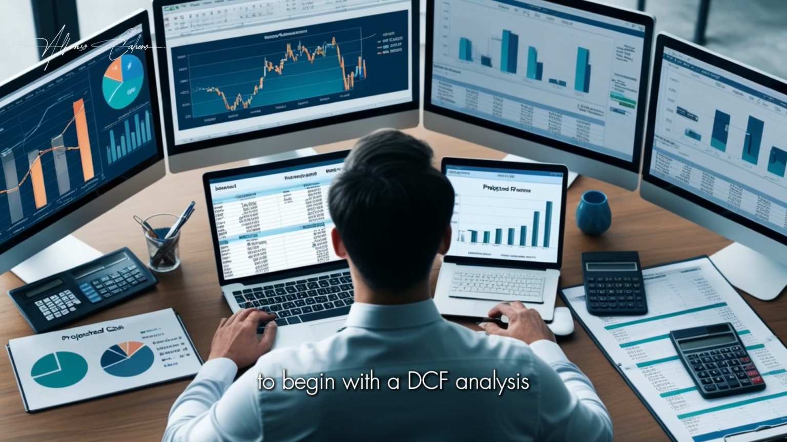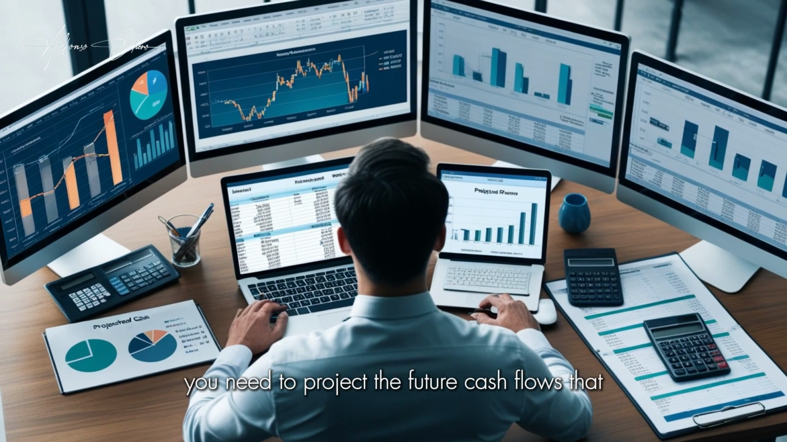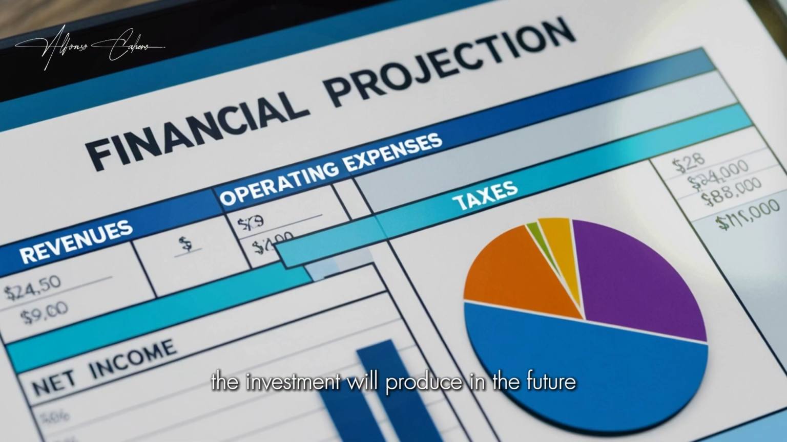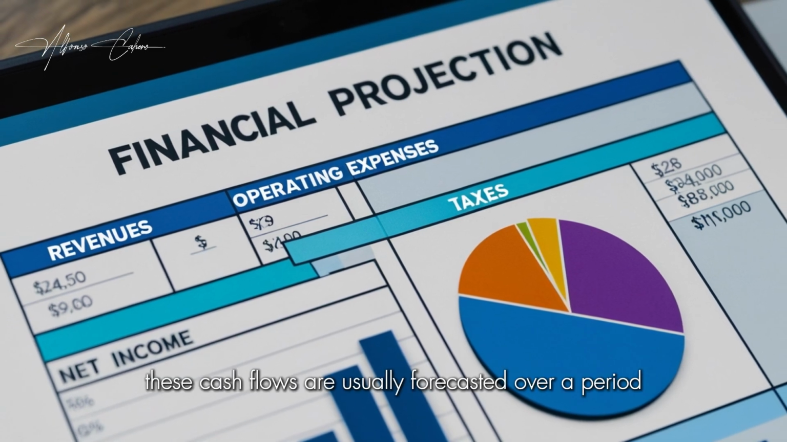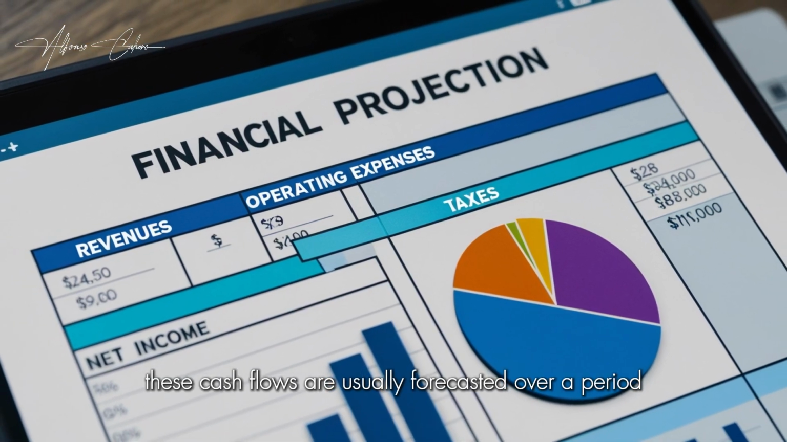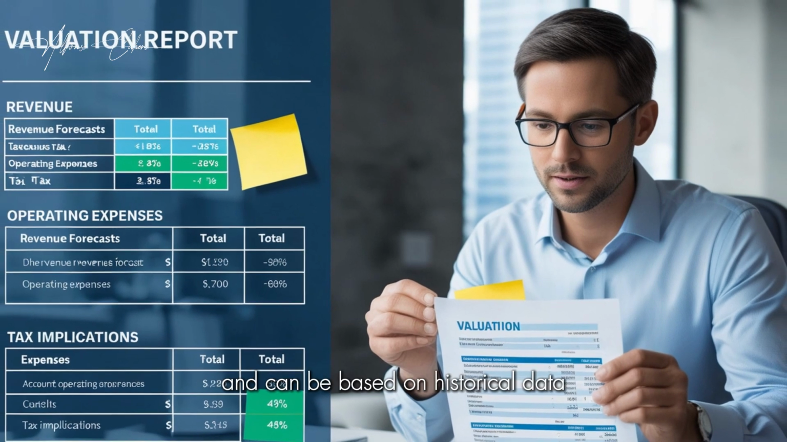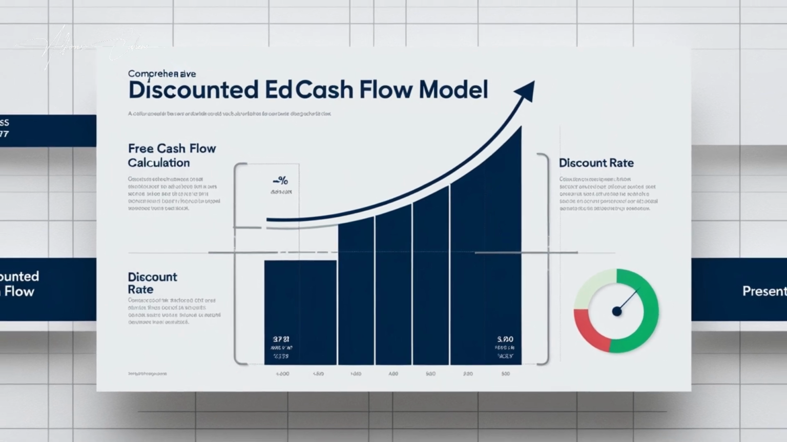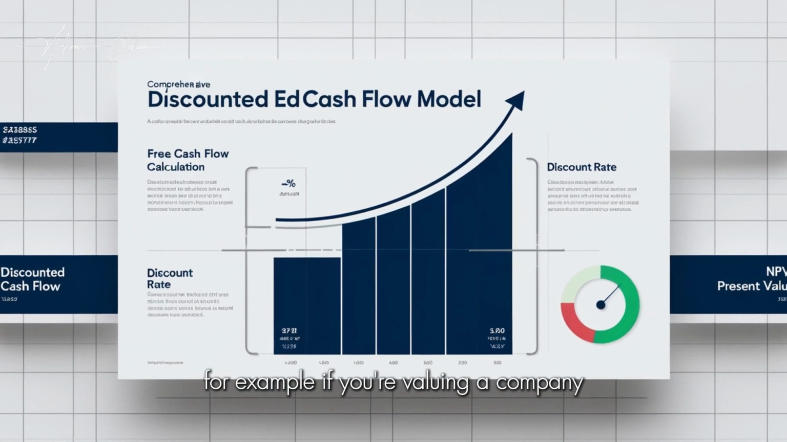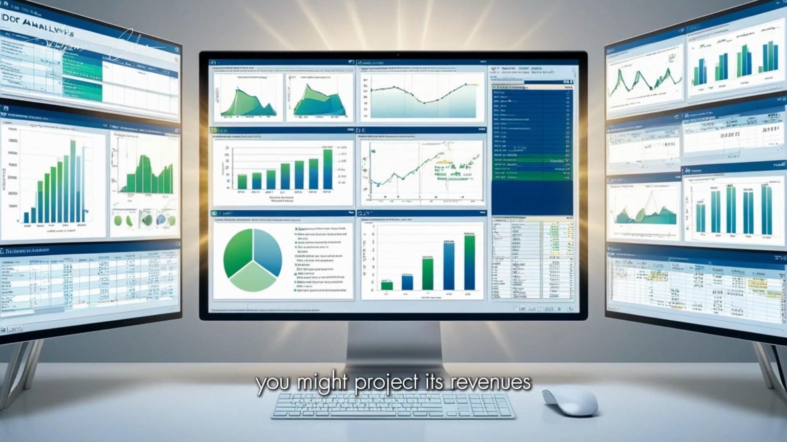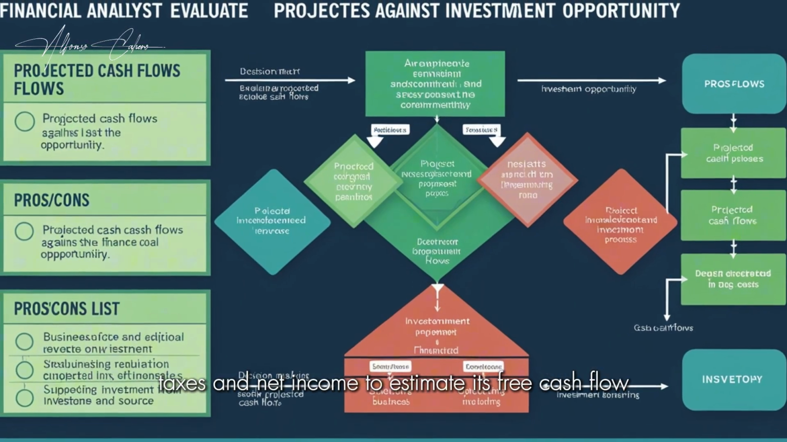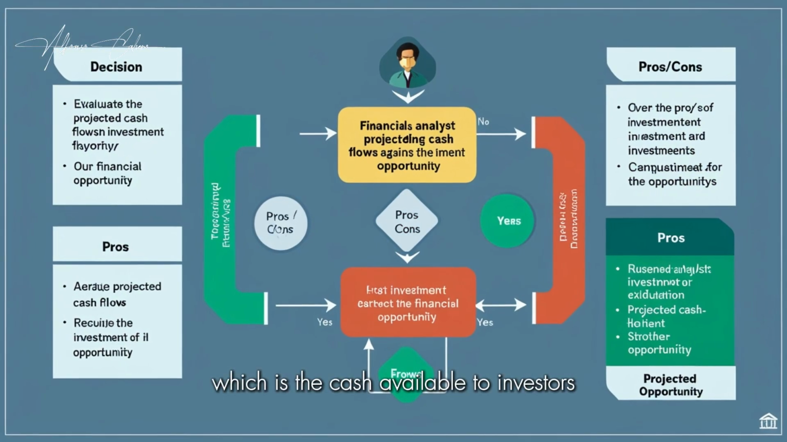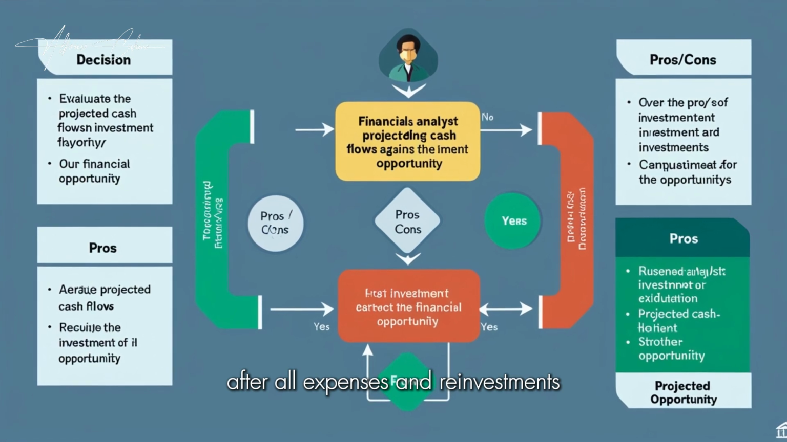To begin a DCF analysis, you need to project the future cash flows that the investment will generate. This involves estimating how much money the investment will produce in the future. These cash flows are usually forecasted over a period of 5 to 10 years and can be based on historical data, industry trends, and financial models. For example, if you're valuing a company, you might project its revenues, operating expenses, taxes, and net income to estimate its free cash flow, which is the cash available to investors after all expenses and reinvestments.